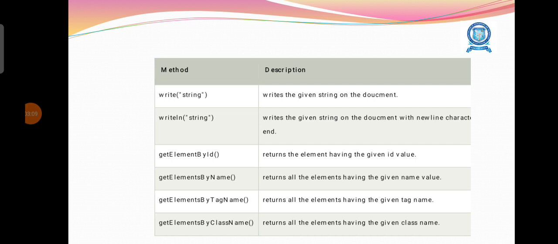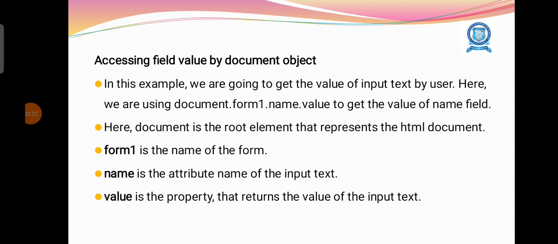Then getElementsByName returns all the elements having the given name value. getElementsByTagName returns all the elements having the given tag name. getElementsByClassName returns all the elements having the given class name.